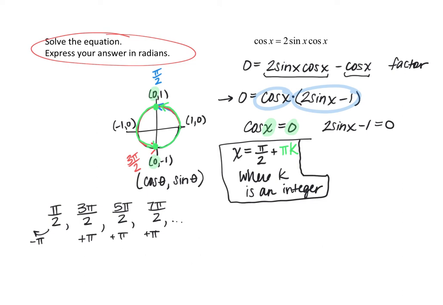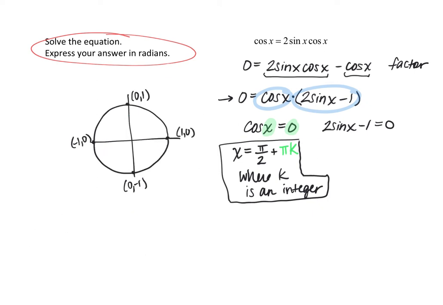Now let's move on to the other side. 2 sine of x minus 1 is equal to 0. To solve this equation, we need to add 1 and then divide by 2. So that will give us sine of x is equal to 1/2. So again, we are looking for an angle. X is an angle that has a sine of 1/2, a sine ratio of 1/2.